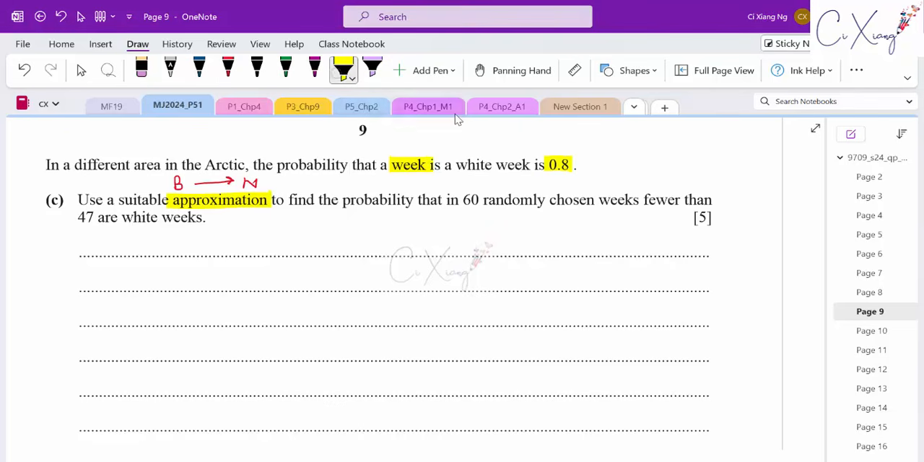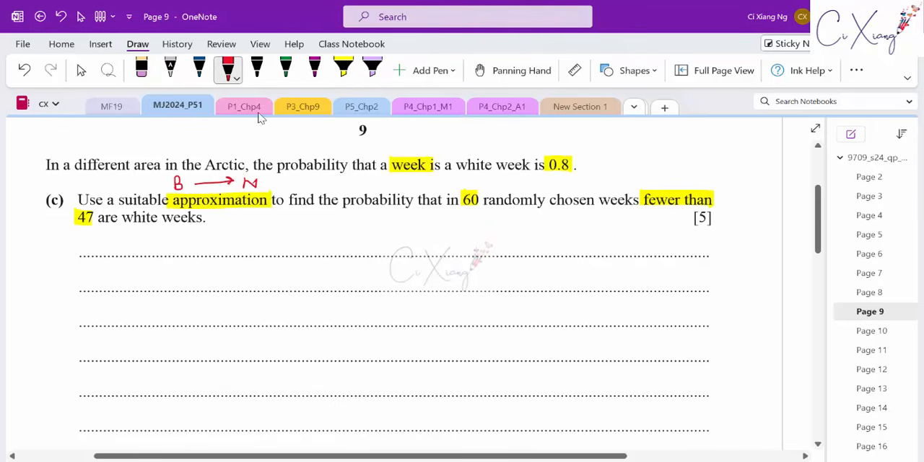To find the probability that out of 60 weeks, fewer than 47 are white weeks. Again, very obvious, it is still about the number of weeks, so I still use y. For this question, my y has 60 weeks in total, and the probability of a white week is 0.8. It is given in the question.